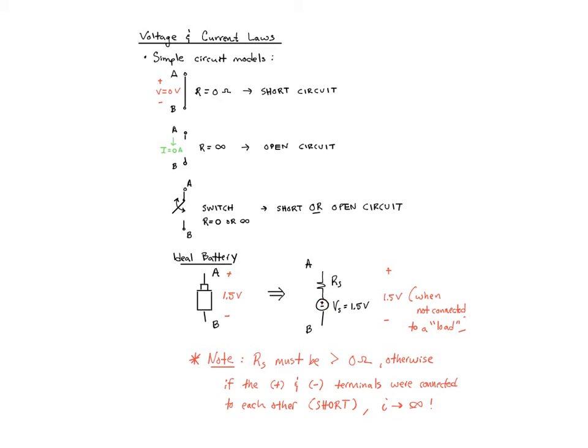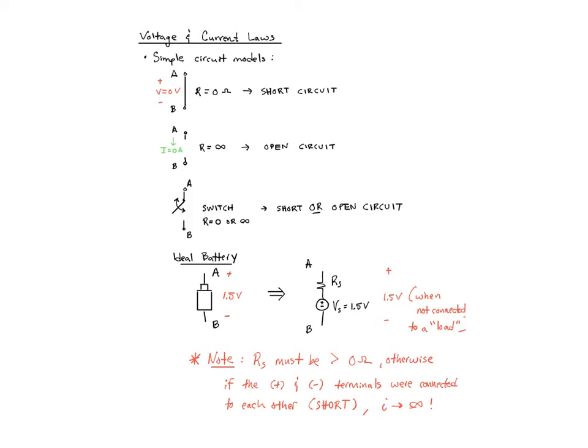with having a series resistance following the voltage source. So when this is not connected, in other words, it's open circuited, so we don't have a closed loop, we have 1.5 volts across this entire element between A and B. And that's because when this is open, there is no current going through resistor Rs. Therefore, there's no voltage drop across Rs. Therefore, the voltage difference between A and B is still 1.5 volts.